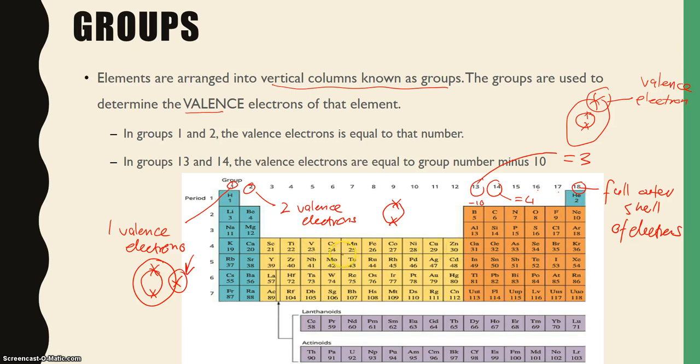Transition metals are slightly different. They have varying valence electrons, and you'll be given those. You won't be expected to know them all. However, you're expected to know that if it's in this group here, it has 1 valence electron, this group here 2, this group here 3, 4, 5, 6, 7, and 8.